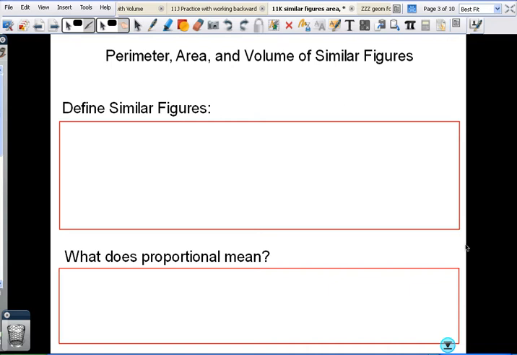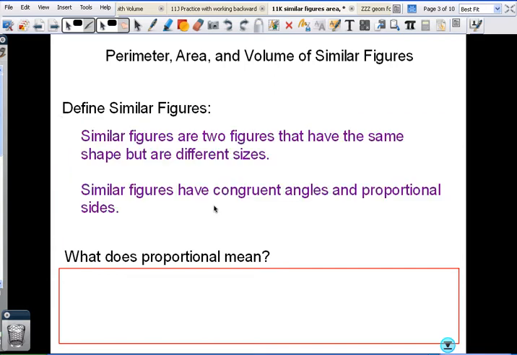Okay, so now we're going to look at notes on perimeter, area, and volume of similar figures. First, we're going to need some definitions and some understanding of a few things. First, define similar figures. Similar figures are two different figures that have the same shape but are different sizes. We also note that similar figures have congruent angles and proportional sides.